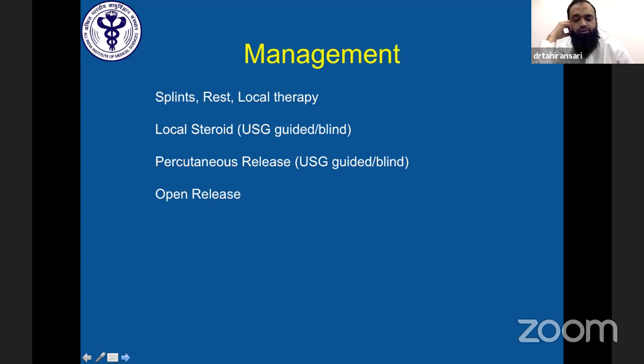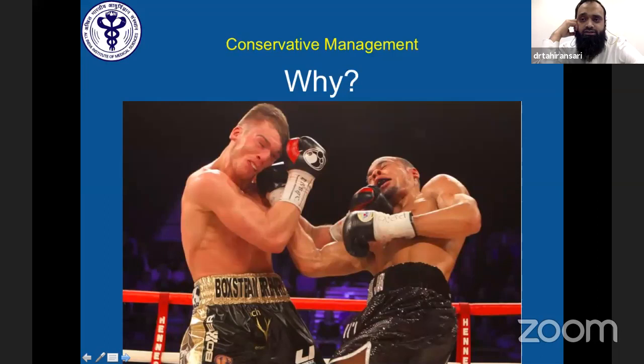And why conservative? When I go to conferences, I see a few surgeons advocating directly the operative treatment. And here I am discussing the conservative treatment. So just like I'm taking a few more bouts, basically. But it's important, it's written in the books, and we should know how to do it, basically.